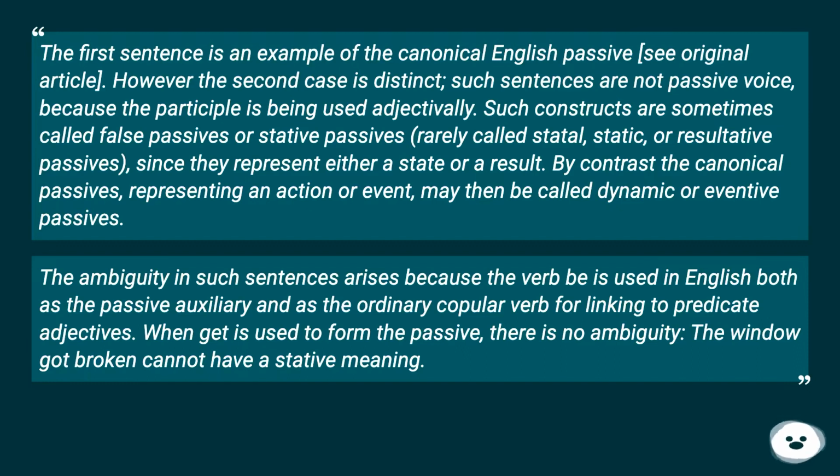The ambiguity in such sentences arises because the verb "be" is used in English both as the passive auxiliary and as the ordinary copular verb for linking to predicate adjectives. When "get" is used to form the passive, there is no ambiguity. "The window got broken" can have a stative meaning.